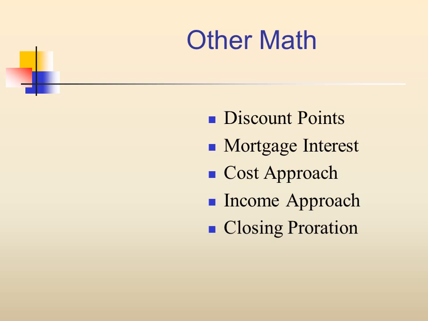This portion of our math review I simply call other math because it's just a bunch of other math stuff we've got to know, so I threw it into one big group here. Discount points we'll talk about, mortgage interest, computing that, what the cost approach is and how we compute value with the cost approach, the income approach, how we compute value with income approach, and then some closing proration problems.